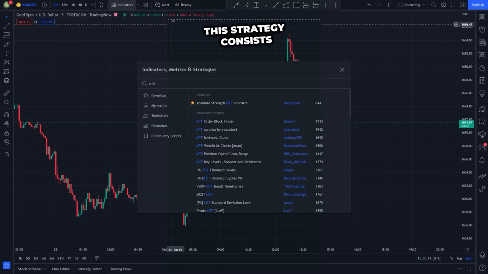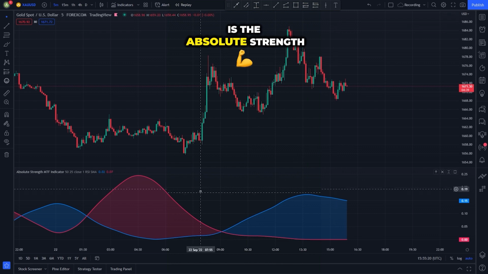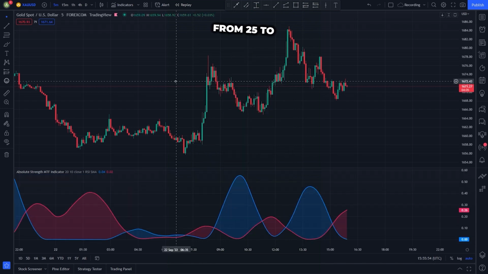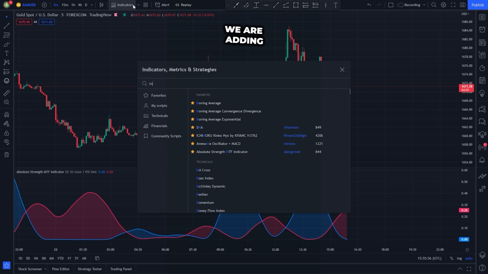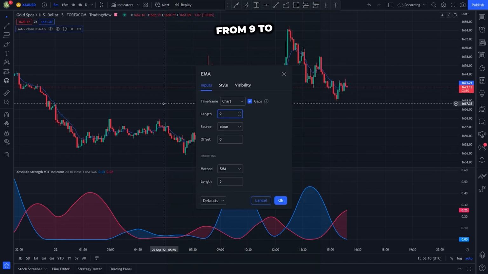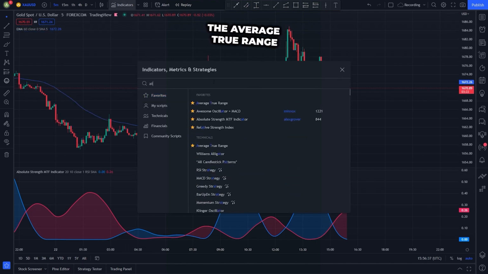This strategy consists of 3 indicators. The first indicator we will be using is the absolute strength indicator. For this indicator, we will have to tweak some of its settings. We'll change the period of evaluation from 50 to 20 and the second from 25 to 10. The second indicator we are adding is the exponential moving average, and we will be changing the length from 9 to 60. And for our last indicator, we'll be using the ATR, the average true range indicator.